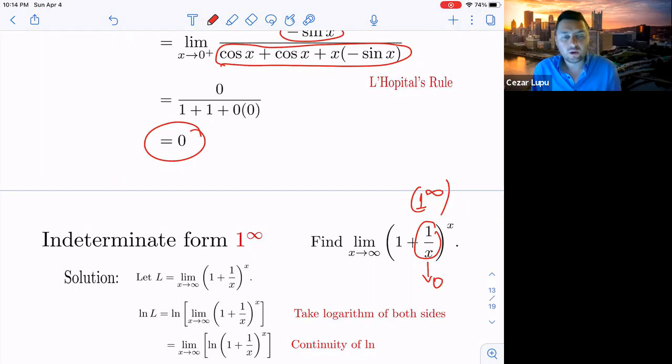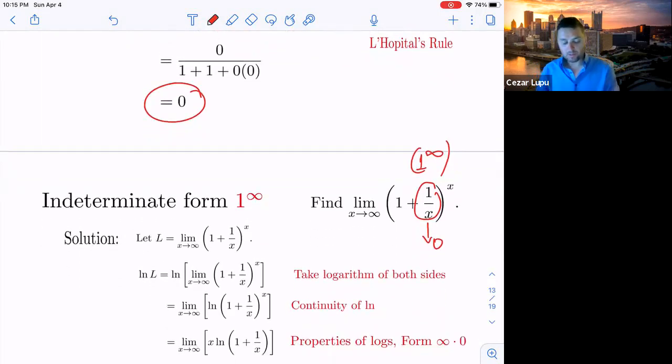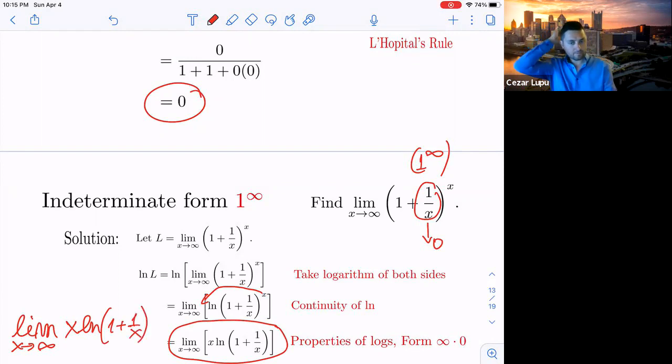ln of 1 plus 1 over x, everything to the power x. Great, and now we're going to perform elementary operations on the natural log so that we can make it look nicer. So using the properties of the log, we will end up finding this limit here. The elementary property of the log is that we can take x in front of the natural log. So now what we need to find is this beauty right here. It's the limit as x approaches infinity of x times ln of 1 plus 1 over x. Great. So that's what we need to do.